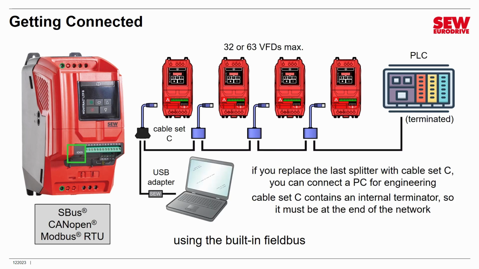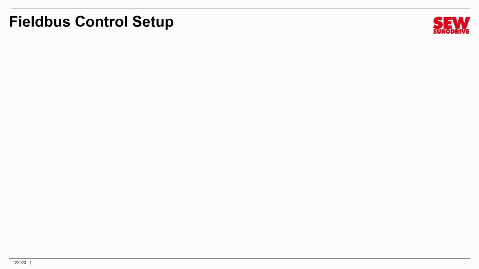If you replace the last splitter with cable set C instead of the regular splitter, you can connect a PC for engineering as well. Cable set C has two connections on it. One goes to the Fieldbus, the other goes to an SEW Eurodrive USB adapter like the USM21A. And cable set C contains an internal terminator, so it needs to be at the end of the network. But notice you don't have to plug a terminator into it, which is kind of nice. So this is probably the ideal setup because you can engineer the VFDs from your PC and everything can stay connected up to the Fieldbus. Pretty clever.